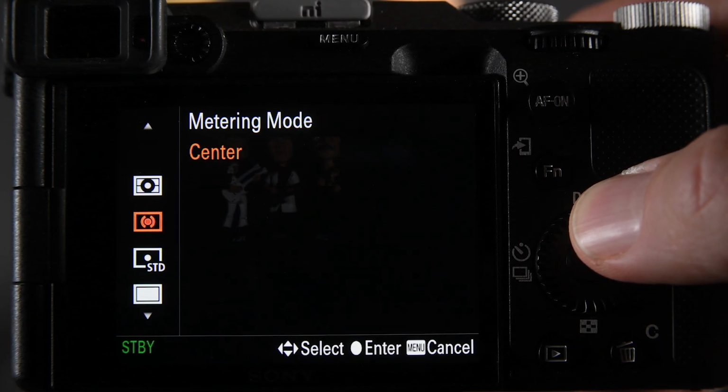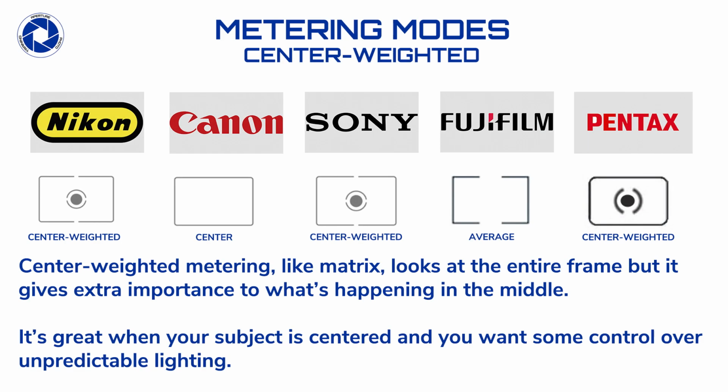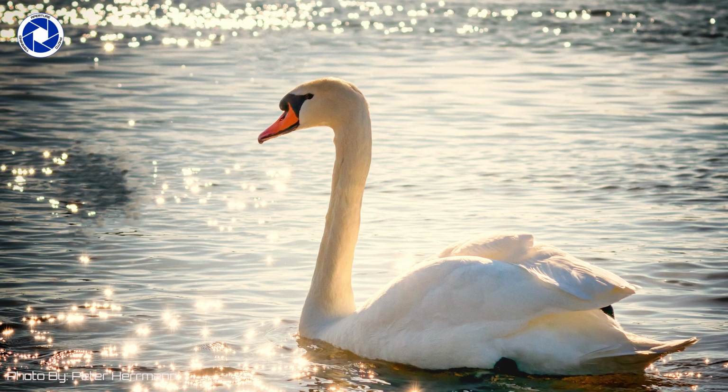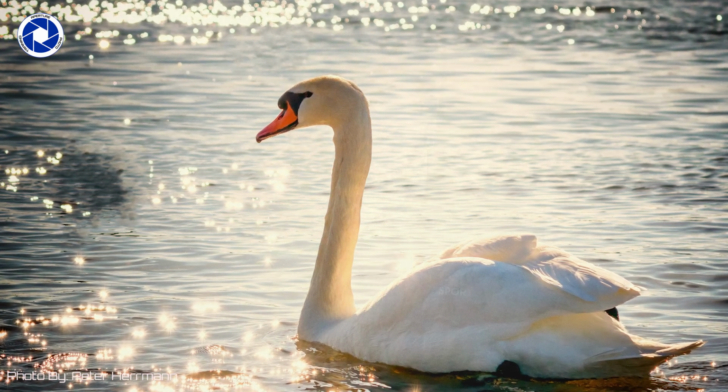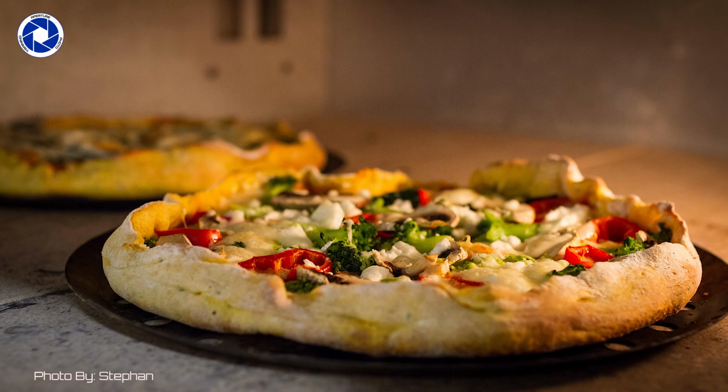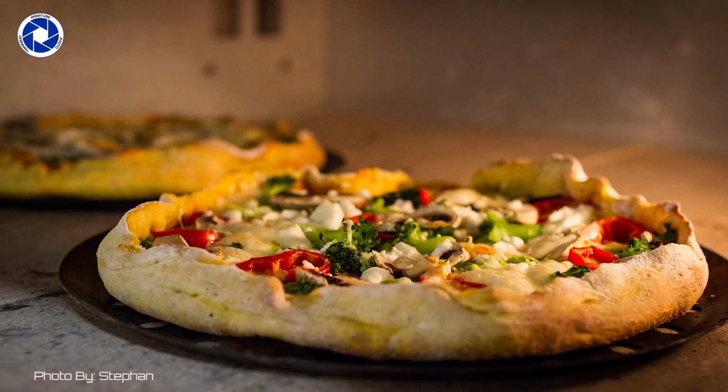Center-weighted metering, like matrix, looks at the entire frame, but it gives extra importance to what's happening in the middle. It doesn't care about your focus point. It's old school and predictable, but it's incredibly useful. Why? Because it's great when your subject is centered and you want some control over unpredictable lighting. Think portraits with backlighting, people in spotlights, or even food photography. If you want consistency in getting your subject metered properly, center-weighted is the go-to mode.